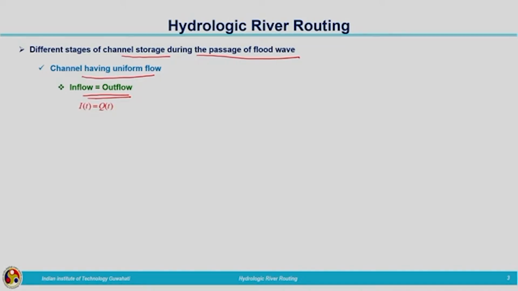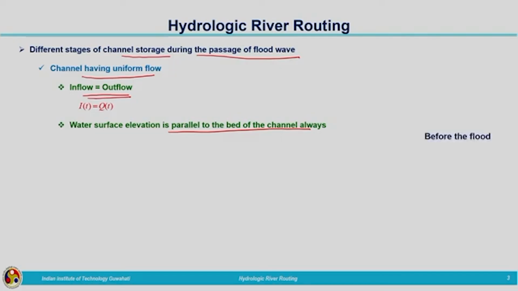There will be variation in the flow characteristics with respect to time, but we are assuming that the flow is uniform. So, there will not be any variation with respect to space. So, we can assume that inflow is equal to outflow. Water surface elevation is parallel to the bed of the channel always. In the case of uniform flow conditions, the water surface elevation will be parallel to the bed of the river. So, we can represent it by means of a figure.